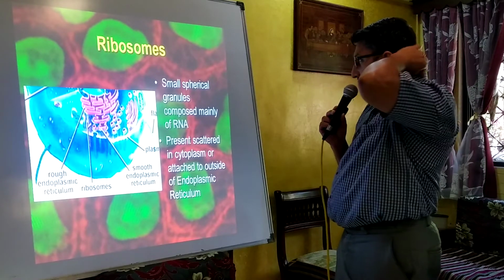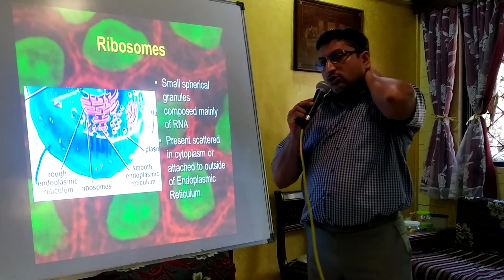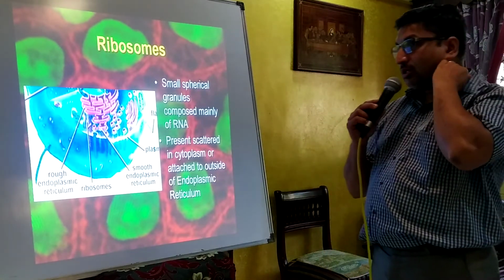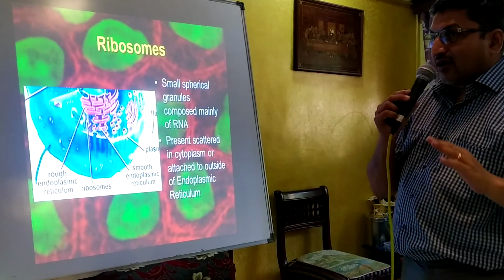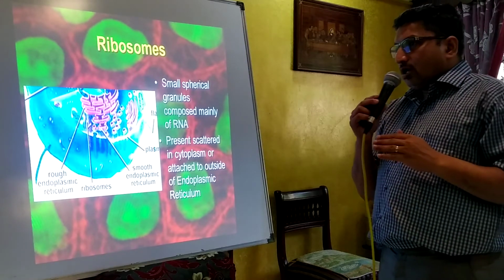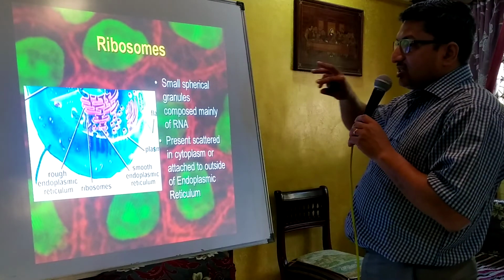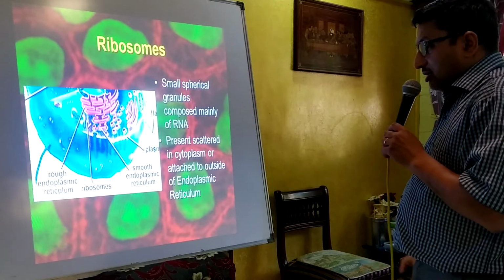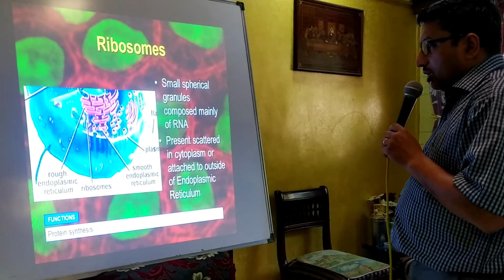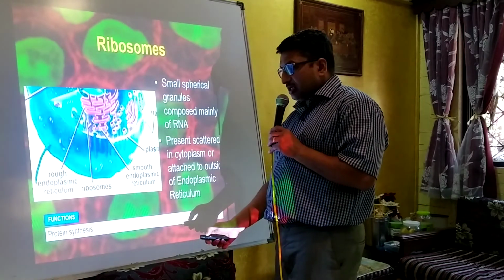We then move on to ribosomes. They are small ball-like structures, spherical granules, and they are scattered all over the cytoplasm. When we study endoplasmic reticulum, we will study there are two types of reticulum, smooth and rough. The rough endoplasmic reticulum is due to the presence of these ribosomes. It is the site of protein synthesis, the place where protein synthesis occurs. So the function of ribosome is protein synthesis.